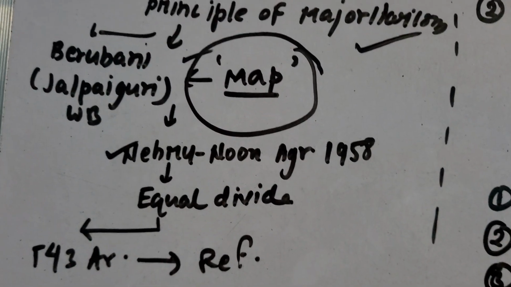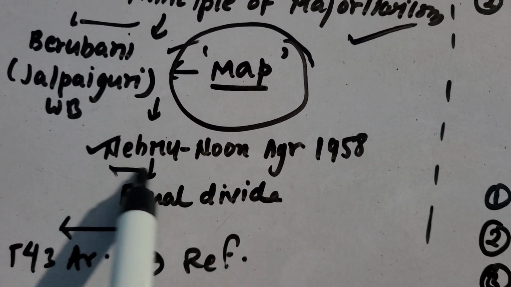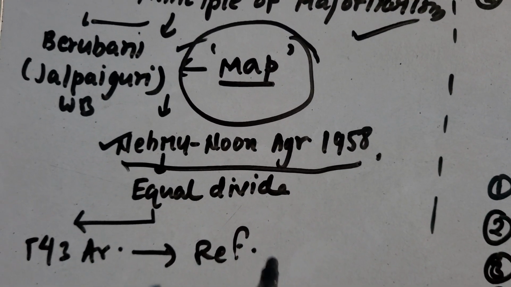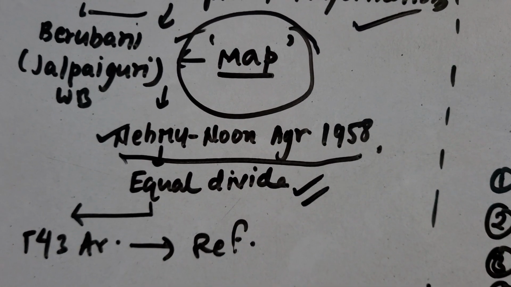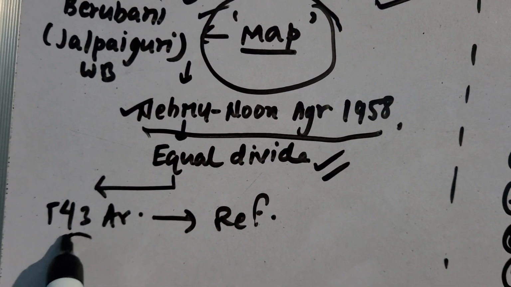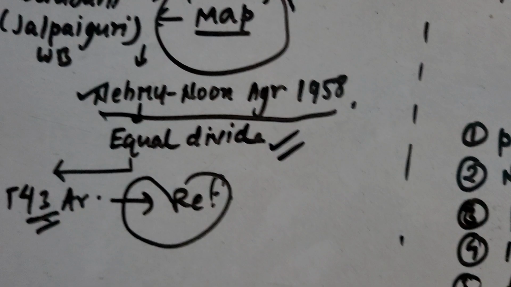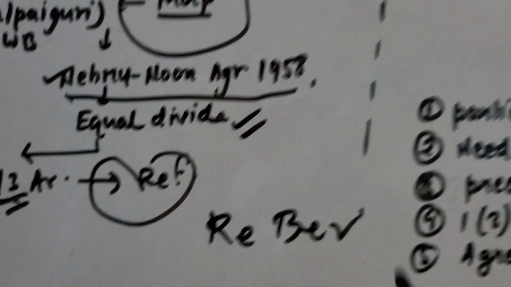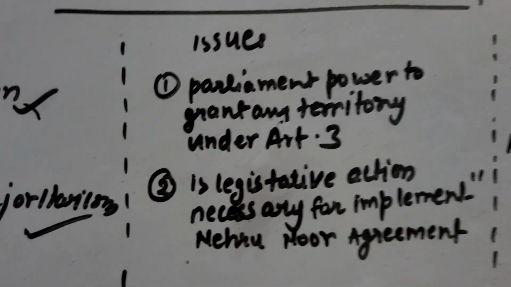So basically, an agreement to settle this issue comes up, which is called the Nehru-Noon Agreement in 1958, which decided that we should divide this area equally. Now, when this agreement came into force, the question and the issue of the case started. Now, this case was sent under Article 143 as a reference. That is why most of the time you see it as the Berubari Reference. So it was sent by the President to the Supreme Court for advice on the particular issues.